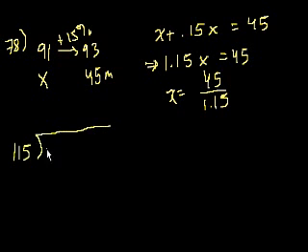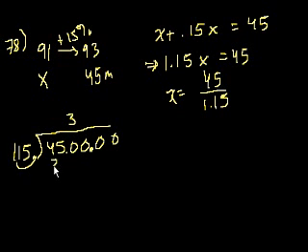So it was 45 divided by 1.15. That's the same thing as 4,500 divided by 115, taking the decimal place 2 to the right, right? 115 goes into 450 how many times? Does it go into it 4 times? No, that would be 460. So it goes into it 3 times. 3 times 115 is 345. This difference is 105.